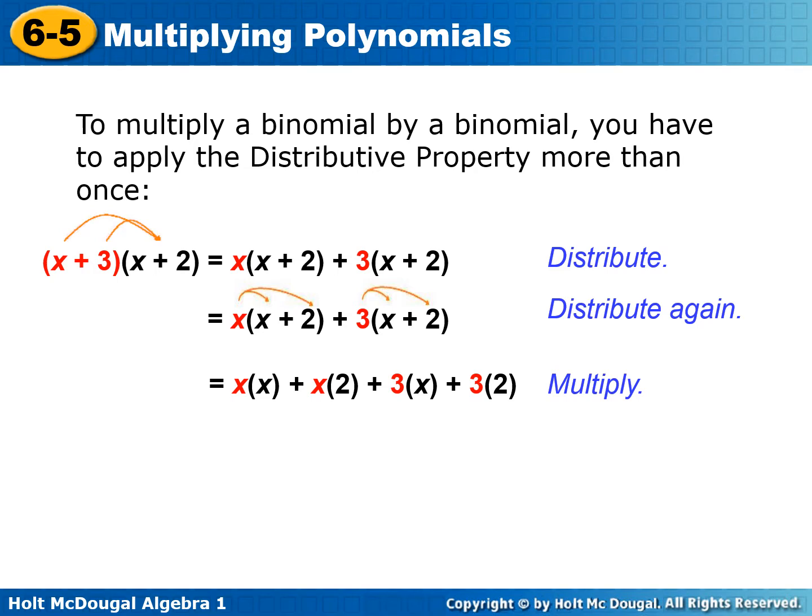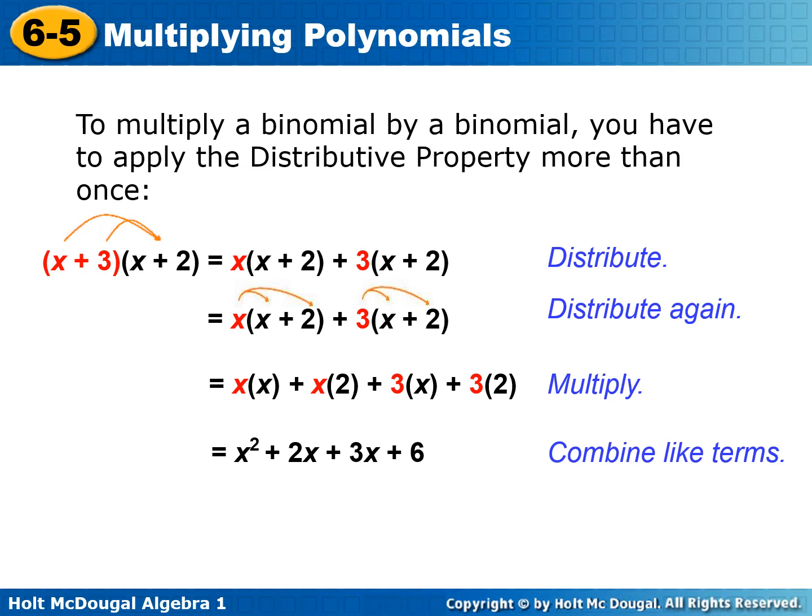Okay, so again, we distribute the terms outside to the terms inside the parenthesis. So now we have here x times x plus x times 2 plus 3 times x plus 3 times 2. From there, we have to multiply. So it will become x squared because x times x is x squared, and then x times 2 is 2x, 3 times x is 3x, and 3 times 2 is 6.